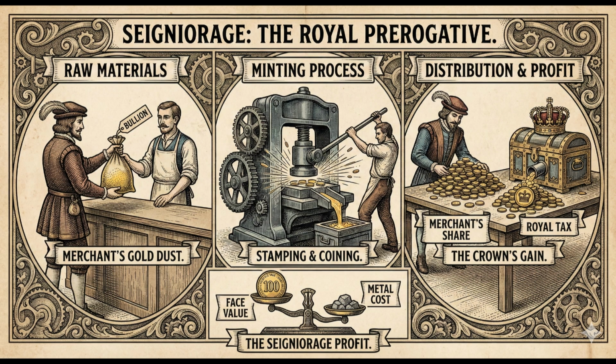Chapter 6. The Evolution of Currency Standards. 1. The concept of seigniorage and royal minting prerogatives.